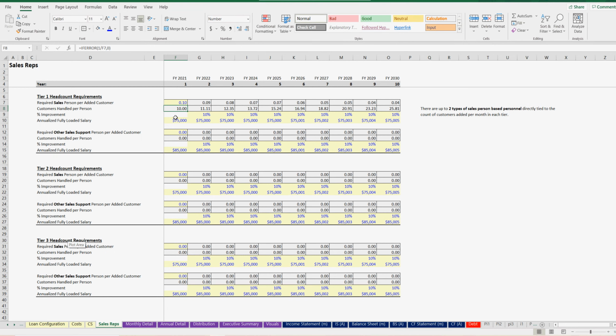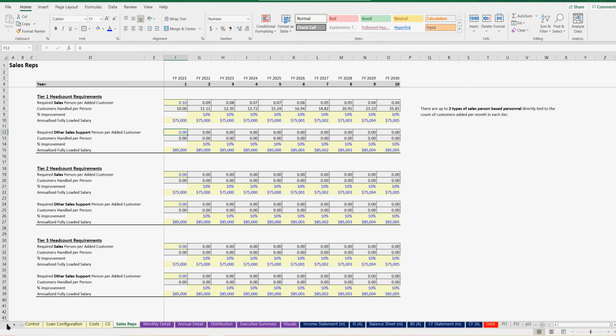Sales reps work a little bit differently. It's based on the added loans per month. So the amount of reps needed per added loans per month. So it's a little bit of a different ratio. And you can define that here, the amount, the monthly improvement. This is the fully loaded salaries. And there are also two different types of sales reps you can account for, and for each tier of loan.